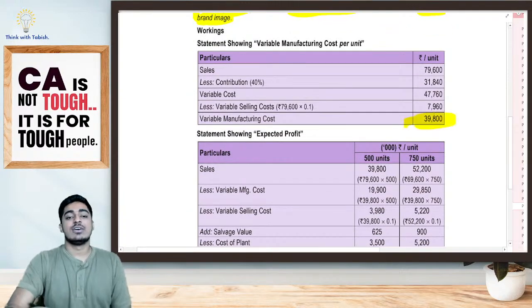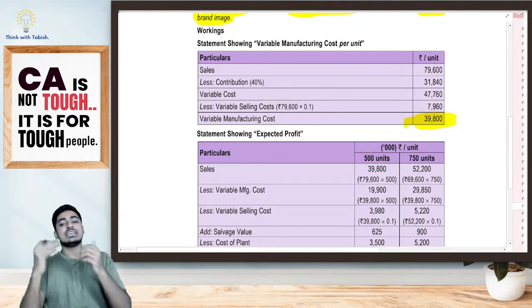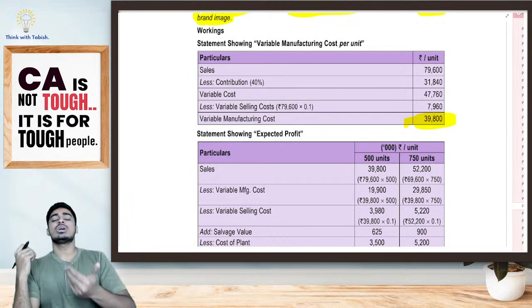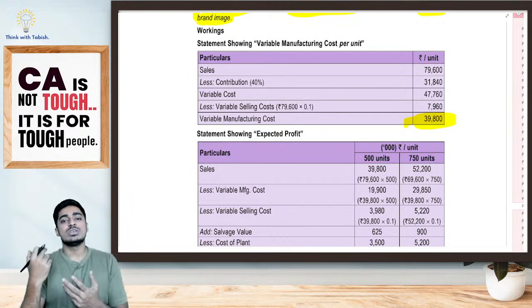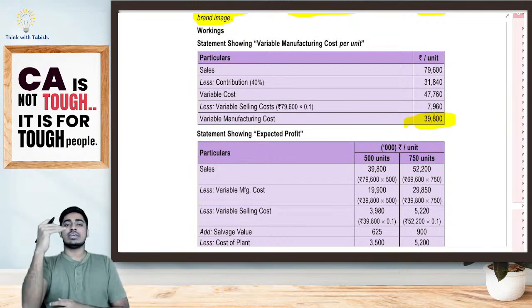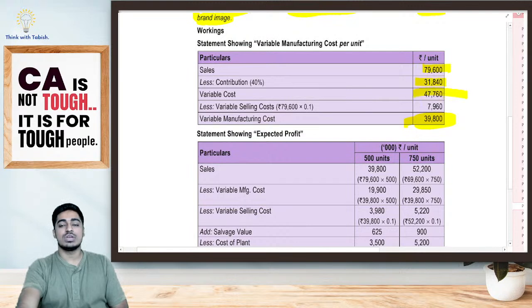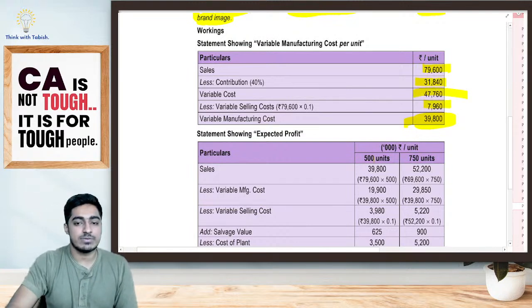We have calculated variable manufacturing cost. Again, I have done it in the form of a table. You can do it the way you want; if you want, you can do it as a chart as well, or a table. From selling price, you reduce the contribution and arrive at variable cost. See, 40% was contribution, so you arrived at variable cost. From that, reduce variable selling cost, and you have arrived at variable manufacturing cost.